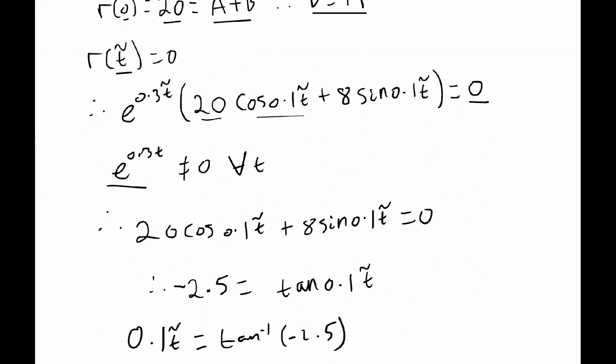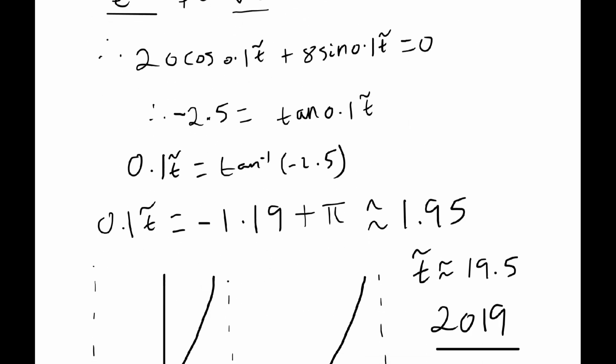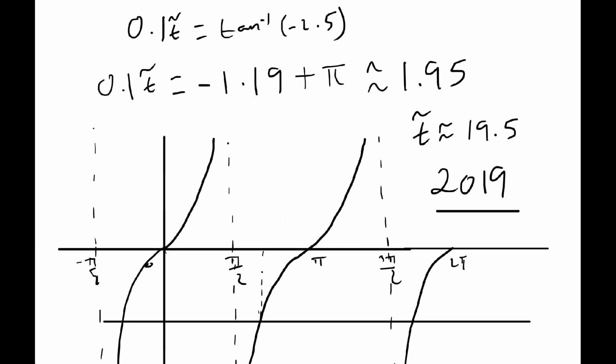E to the 0.3t is never going to be 0 for any value of t, therefore 20 cos 0.1t tilde plus 8 sine 0.1t tilde must be 0, which we can rearrange. Subtract 20 cos 0.1t from both sides, then divide both sides by sine 0.1t, and you will get tan 0.1t tilde equals minus 2.5. We can solve this trigonometric equation rather easily.